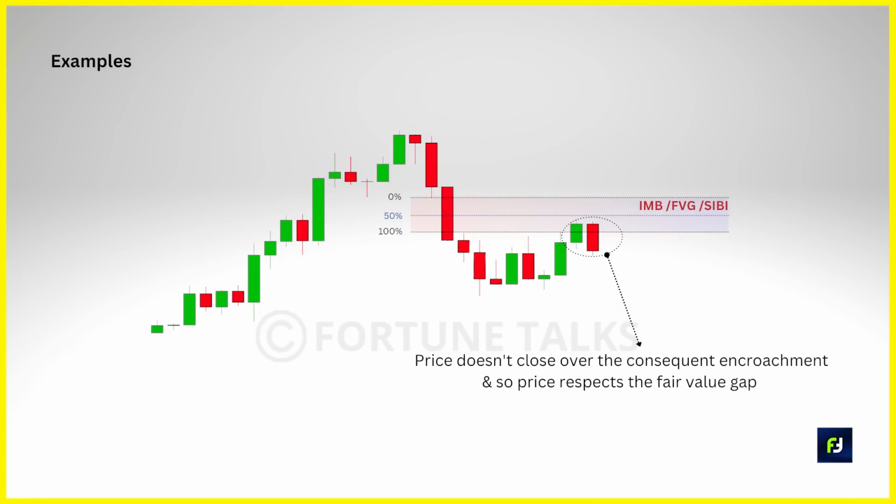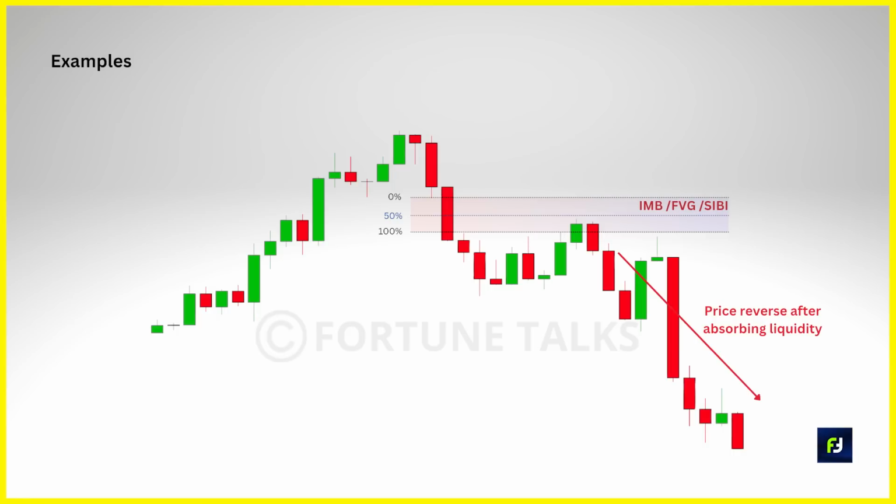So we have a SIBI right here. Let's mark out the consequent encroachment using the Fibonacci tool and see what happens. So you can see when price reaches up into this fair value gap, does not close over the consequent encroachment, or in other words, price respects the fair value gap and it is still valid for a reversal to happen.